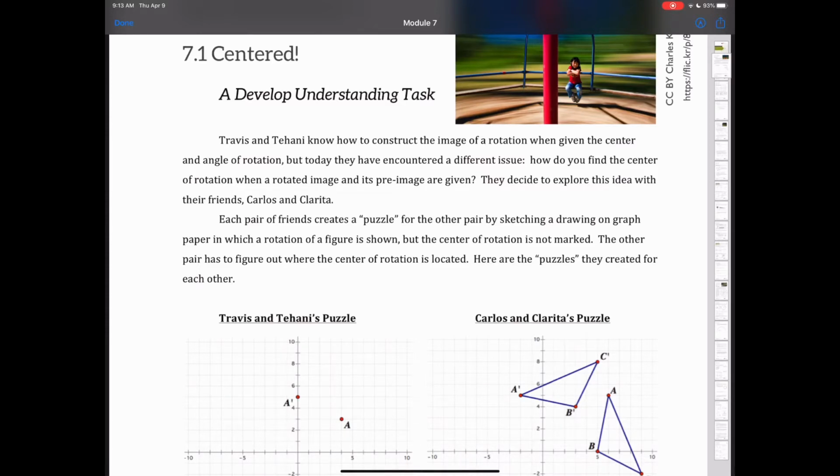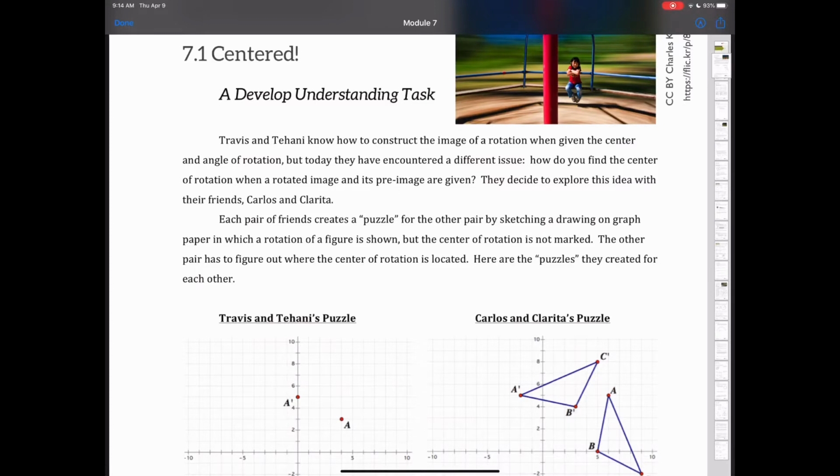Travis and Tahani know how to construct the image of a rotation when given the center and angle of rotation, but today they've encountered a different issue. How do you find the center of rotation when a rotated image and its pre-image are given? They decided to explore this idea with their friends, Carlos and Clarita.